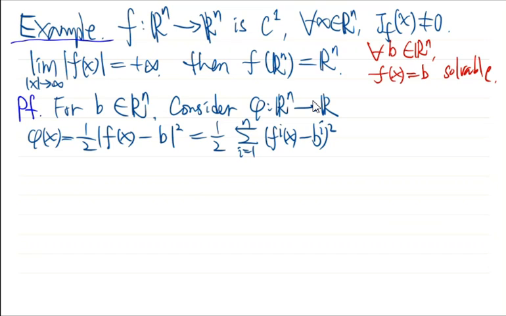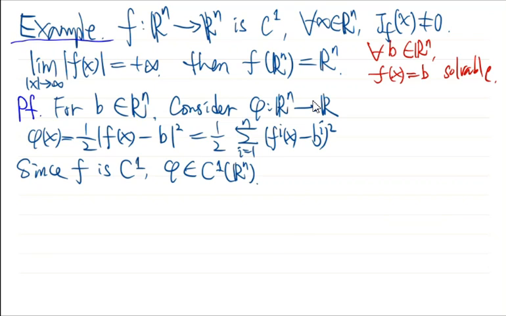Because f is C1, f1, f2, ..., fn are also C1. Therefore, it is easy to see that phi is C1, a continuously differentiable function. Now we will compute the partial derivative, or the gradient, of phi. What is the gradient of phi? To compute the gradient, we compute the partial derivative of phi with respect to xj.